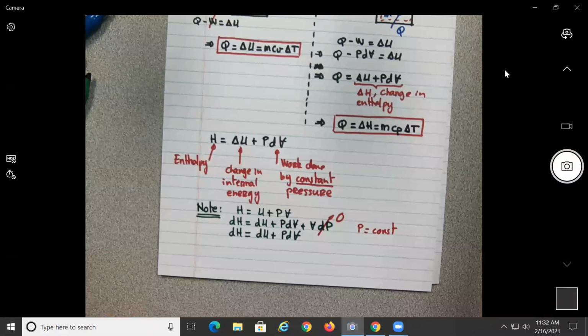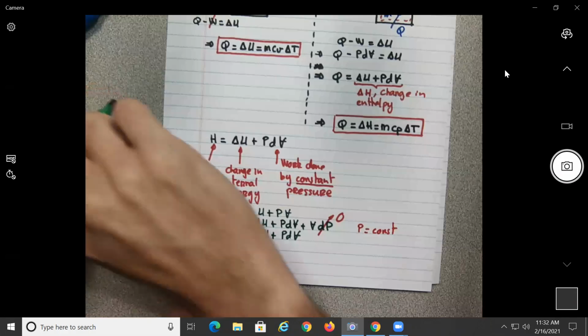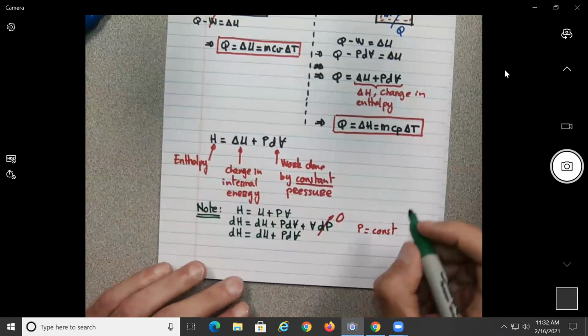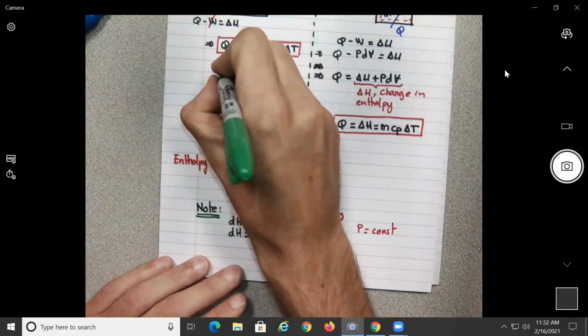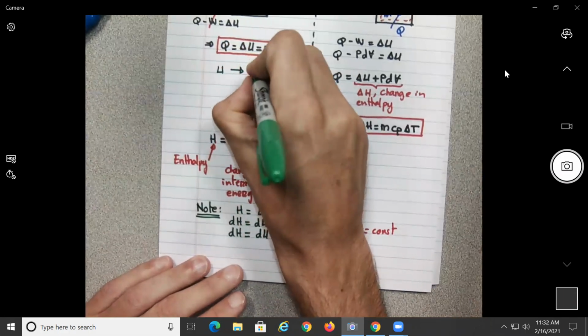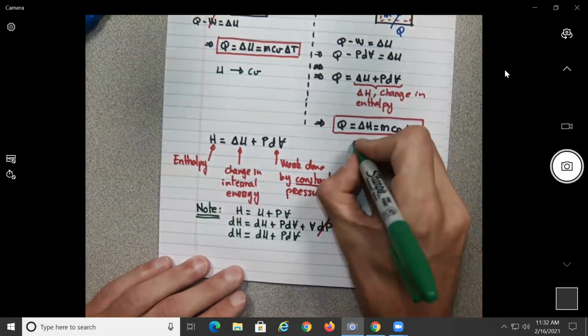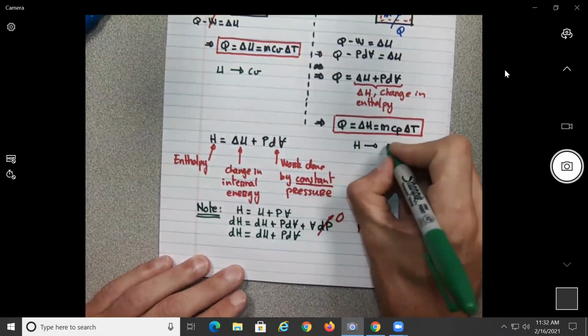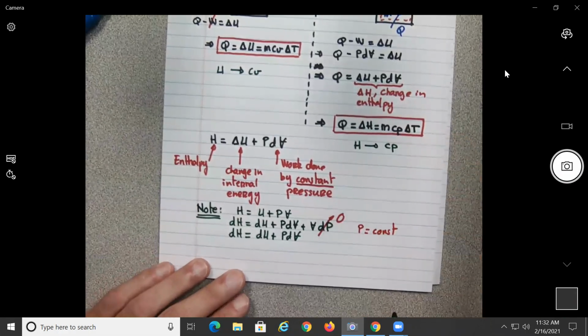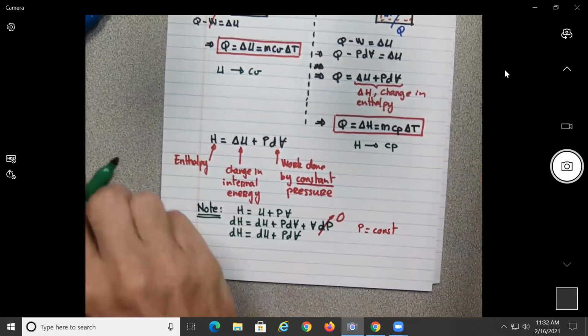Again, it's really important here to memorize that, and this is memorizing: if you deal with U, you need to deal with C sub V's. If you deal with H, you need to deal with C sub P.